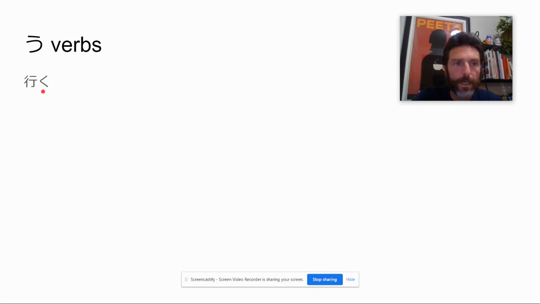Iku ends with a ku. For the potential verb, we are going to change this last part and put it into the A column. What does that mean? Well, for iku, ku becomes ke, because u needs to become A, right? So ike, and then we add a ru on the end. So it's ikeru. Iku, ikeru.